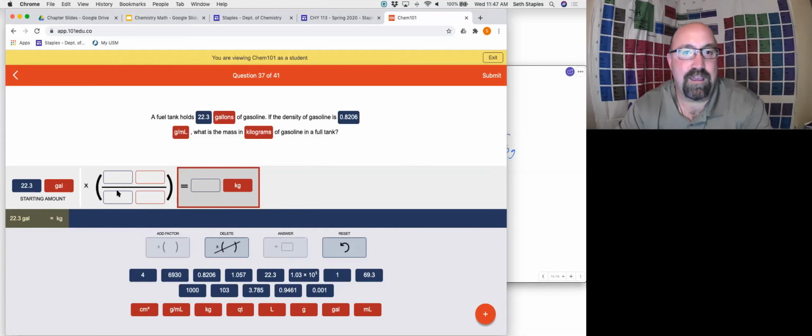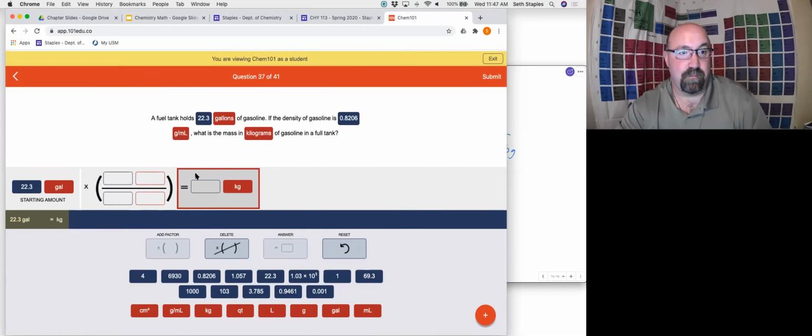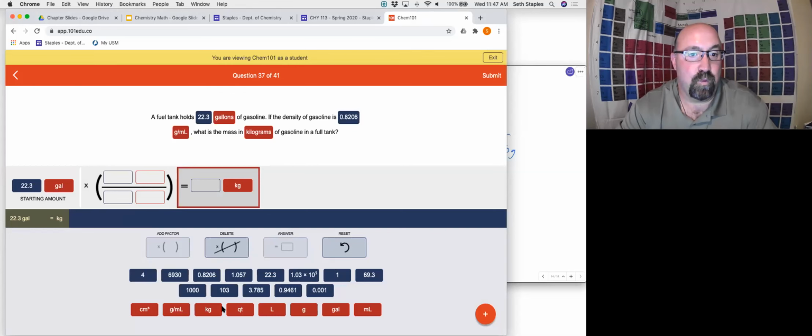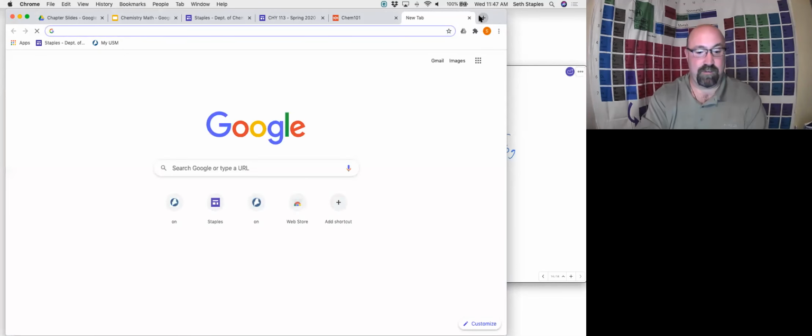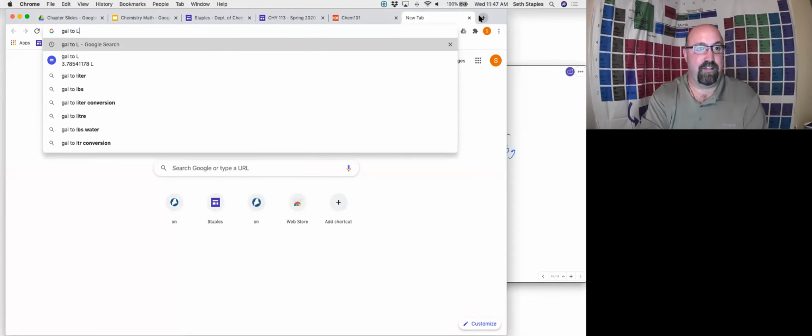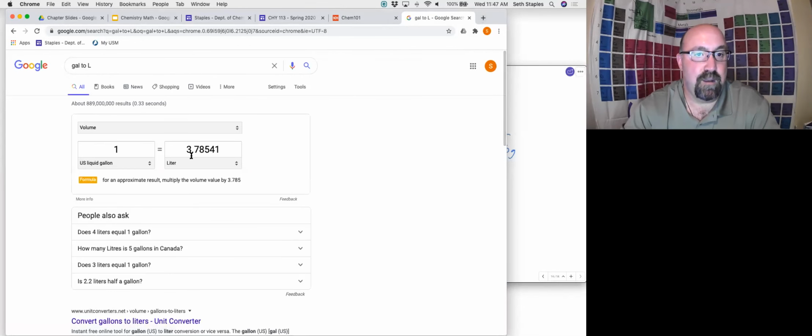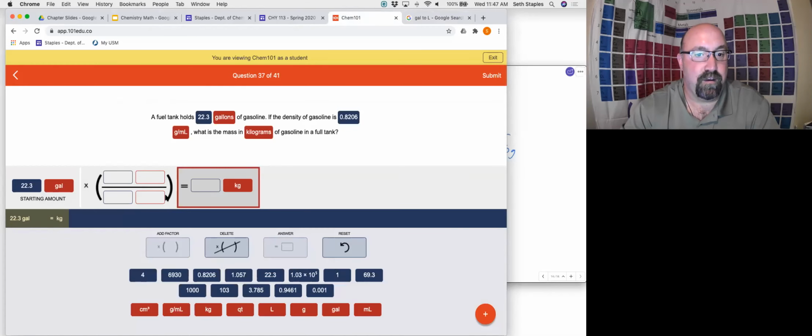And so again, this might be where you want to look up some different conversions. For instance, we know that we're working with our density here, where our volume units are going to be milliliters, and our base unit for volume is liters. And so maybe we want to know how to go from gallons over to liters. This is again where it's fine to go ahead and look those up. And so I'm going to look up gallon to liter. And I'm going to see that there's 3.785 liters per 1 gallon.